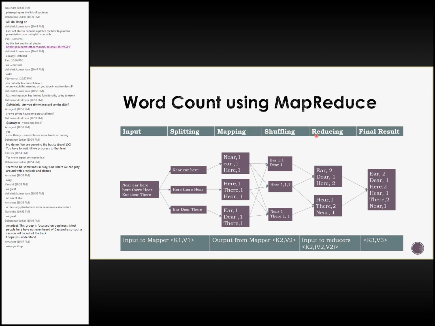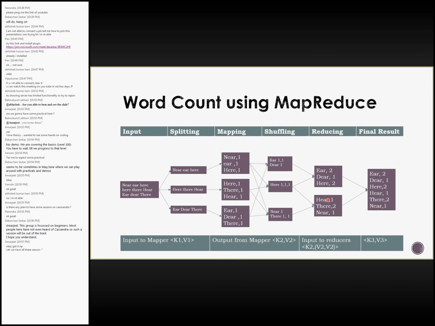What the reducer does, as I mentioned, is aggregation. Here it has added up 1 plus 1, and this phase has said 2. The same thing happens here.